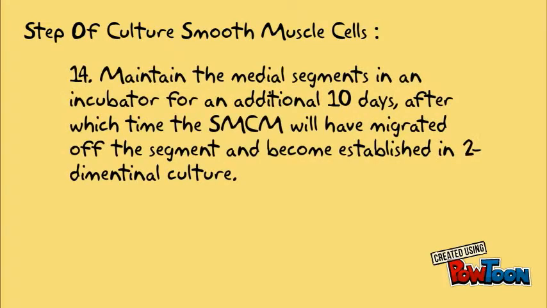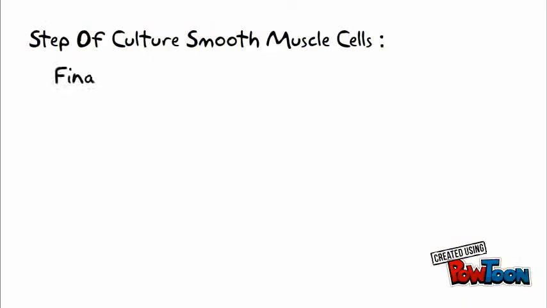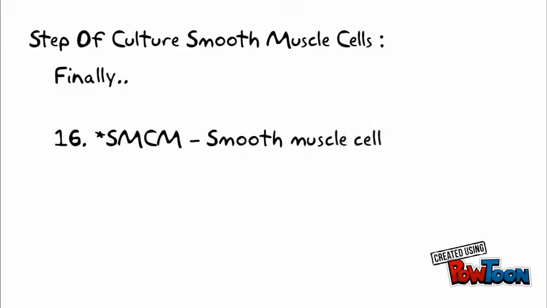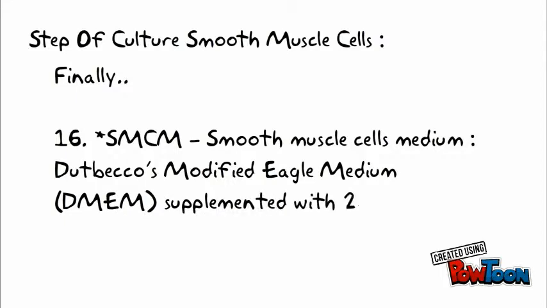Maintain the medial segments in an incubator for an additional 10 days, after which the smooth muscle cells will have migrated off the segment and become established in two-dimensional culture. Passage cells at confluence using 0.25% trypsin or EDTA. Finally, the SMCM, smooth muscle cell medium, is stated as below.